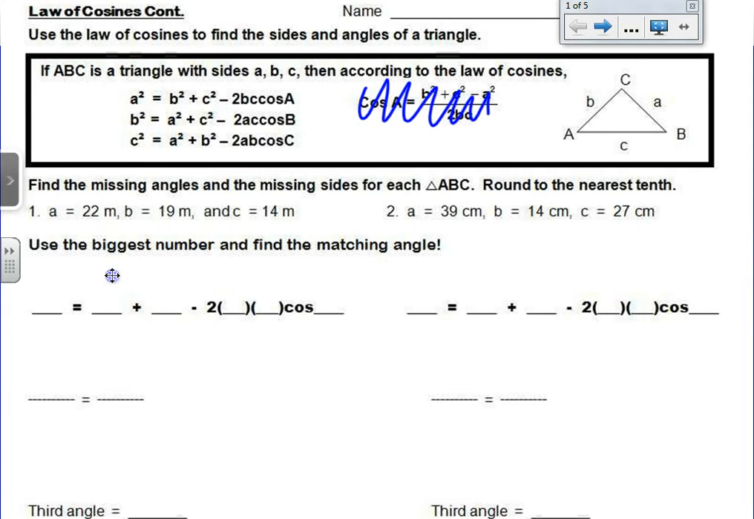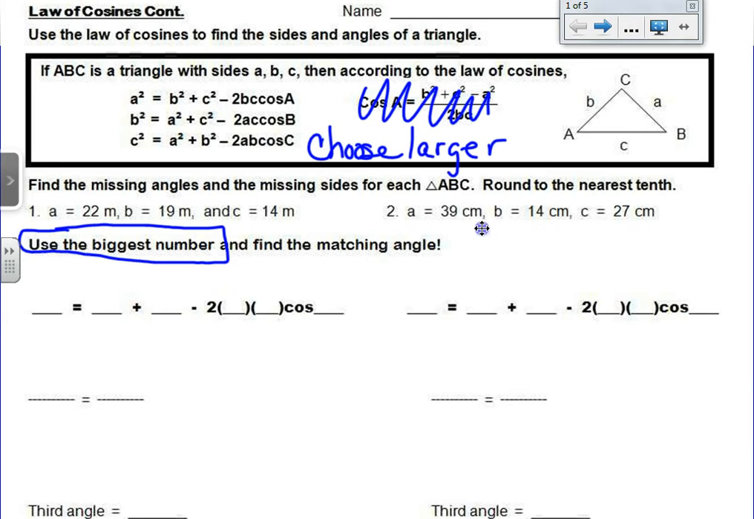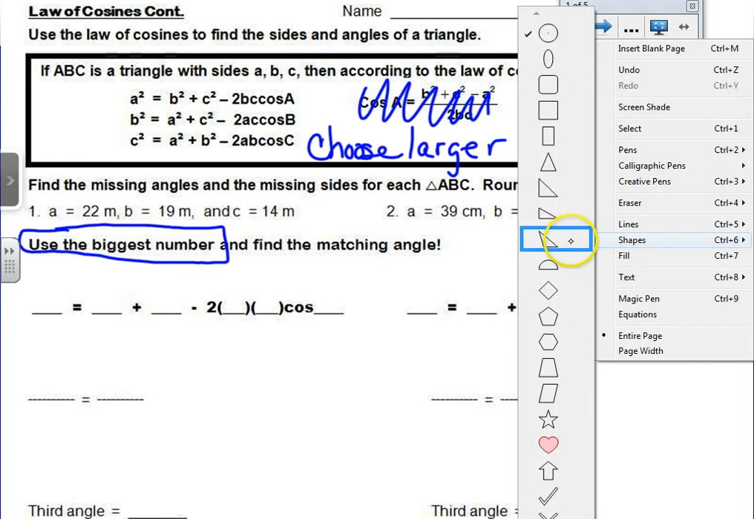So there's a big note to yourself, and it says, use the biggest number. Now that we're doing Law of Cosines, I would like you to always choose the larger side when you're doing Law of Cosines. So I like to see a picture of the triangle. First thing I'm going to do is draw a really generic triangle.